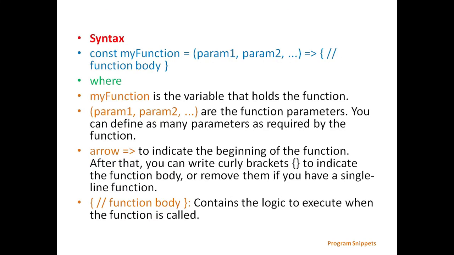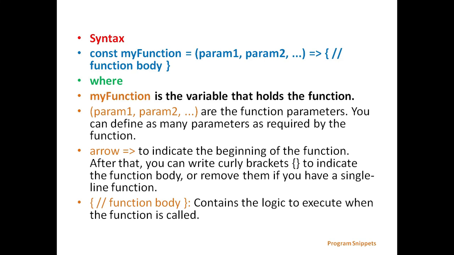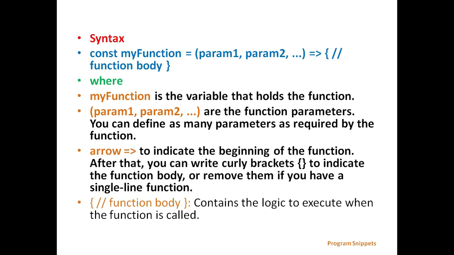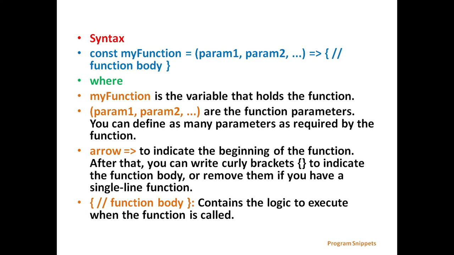General syntax is const myFunction = (parameters) => function body, where myFunction is the variable that holds the function. Parameter 1, parameter 2 are the function parameters. You can define as many parameters as required by the function. An arrow is used to indicate the beginning of the function. After that, you can write the curly brackets to indicate the function body or remove them if you have a single line function. And function body contains the logic to execute when the function is called.